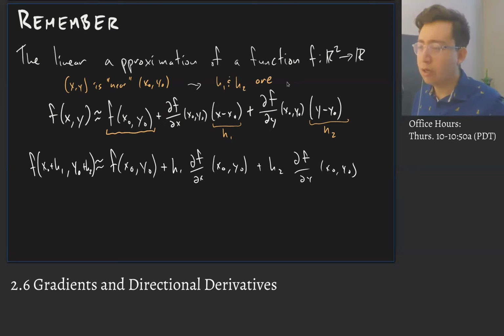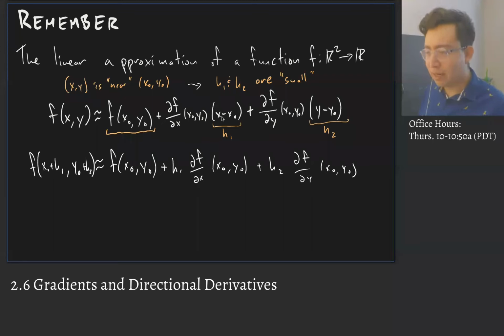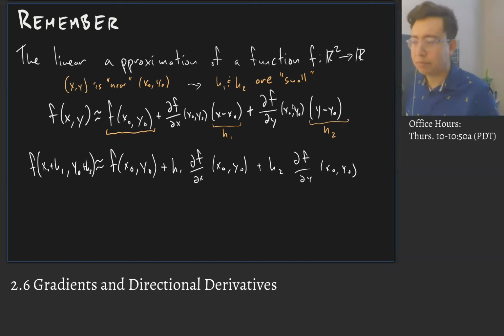are small here, right? Because if x is close to x naught and y is close to y naught, then this number is going to be a small number, right? The difference is measuring the distance between the two numbers. And so if these points are near here, then these numbers are going to be very small. And the closer they are, the smaller these are, right? Cool.